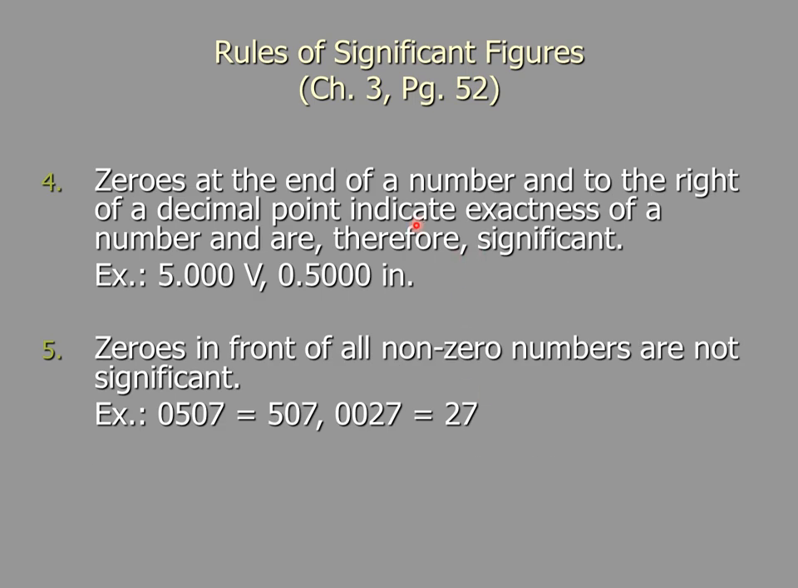And zeros at the end of a number to the right of a decimal indicate exactness sometimes, because in some scientific calculations we do this, but that's probably not all the time. In some cases, zeros in front of all non-zero numbers are not significant at all, like these ones, because this zero doesn't make any difference. These two zeros don't make any difference as well.